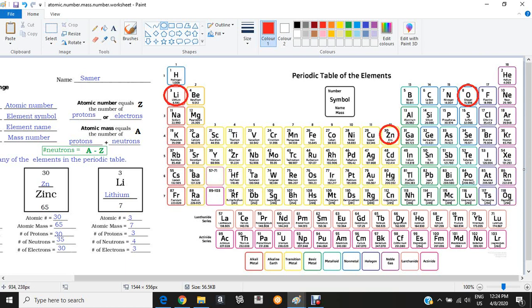There you go. For other elements that you're going to find in your worksheet, please refer to another periodic table so you would know the symbols and the names. Thank you.